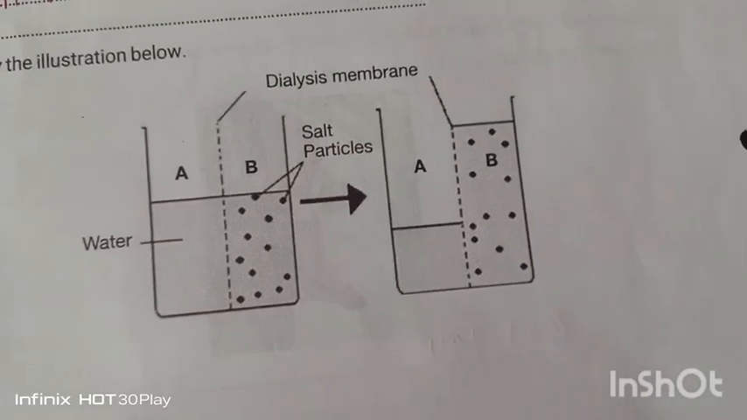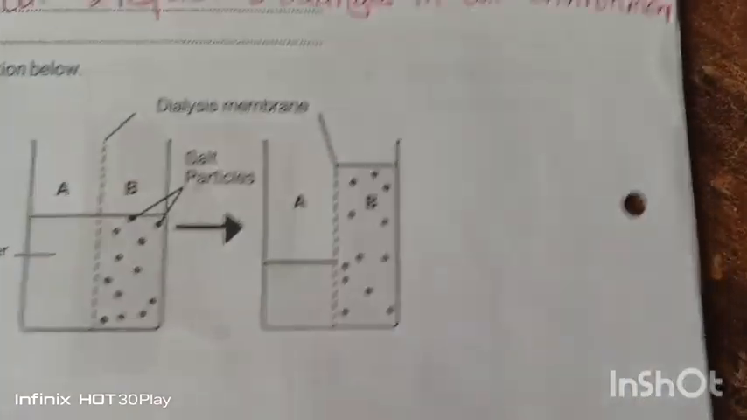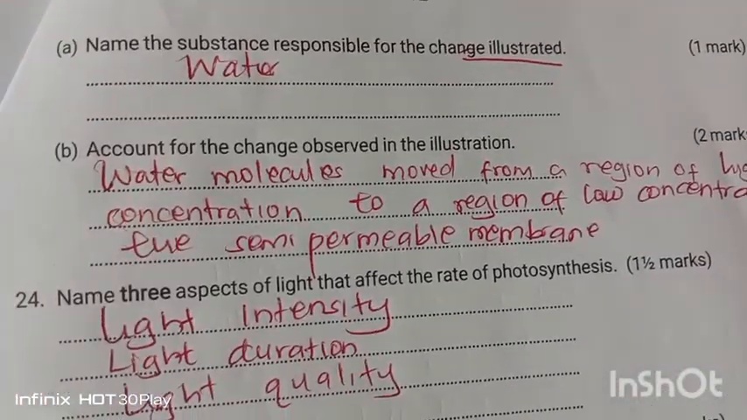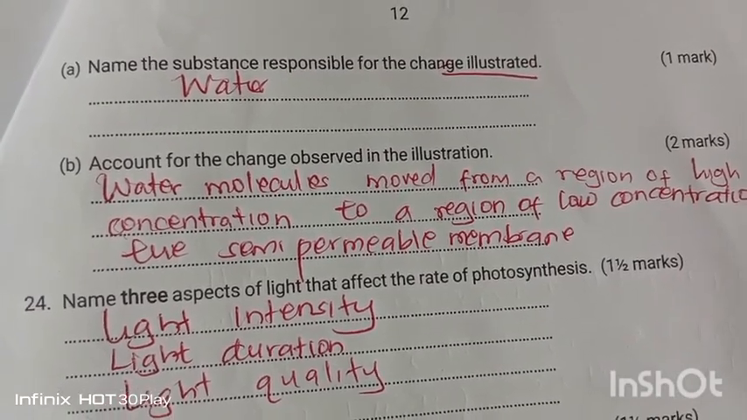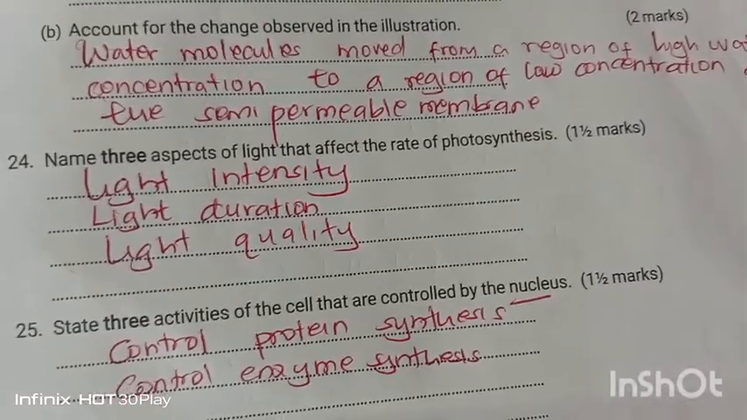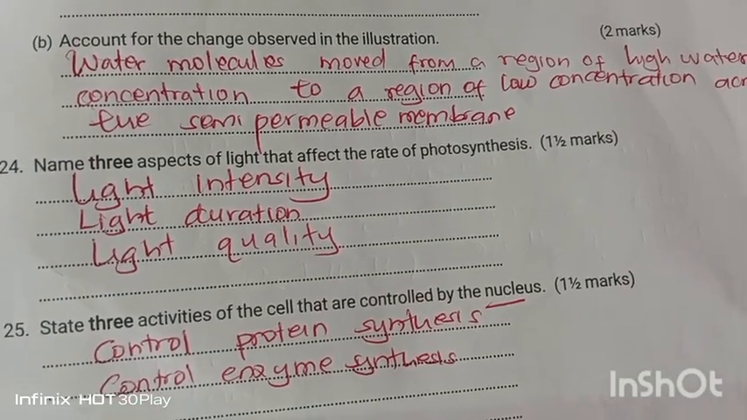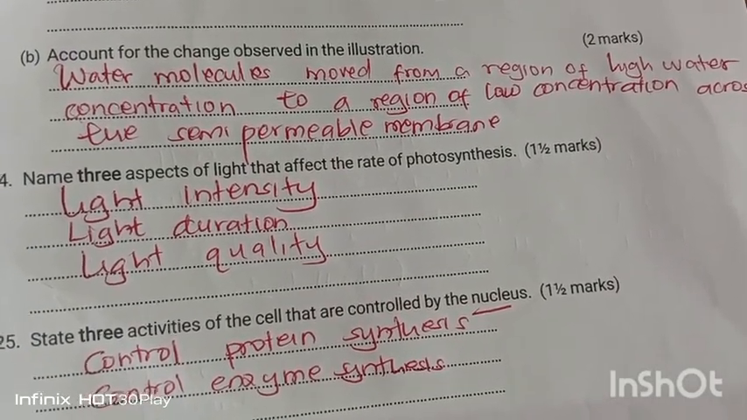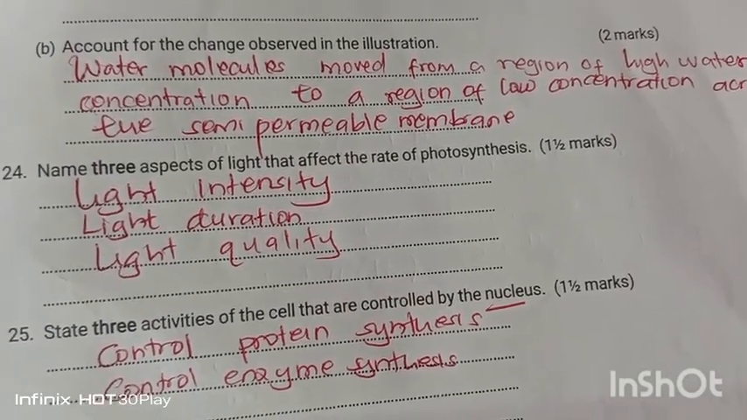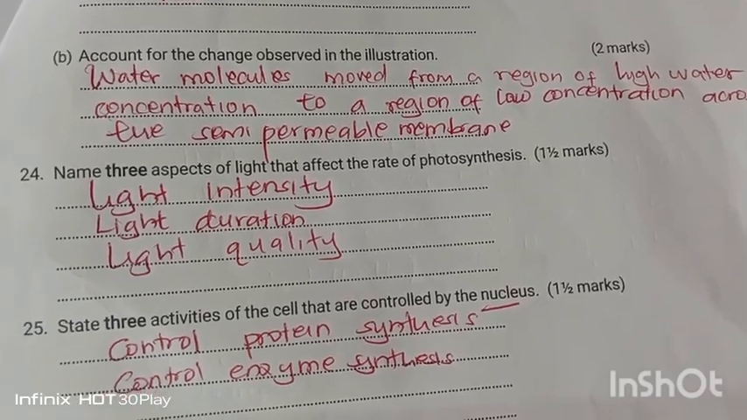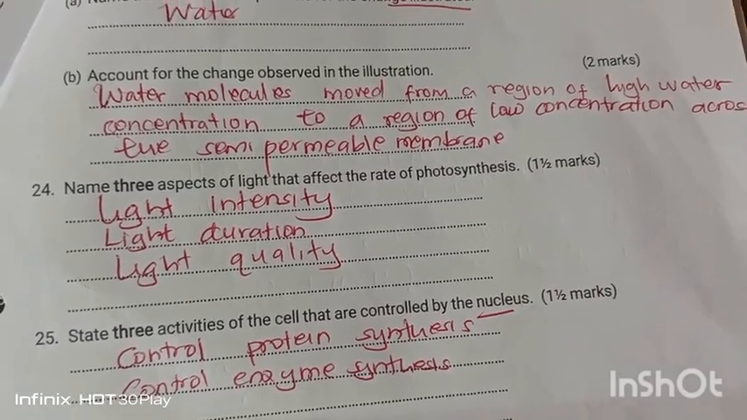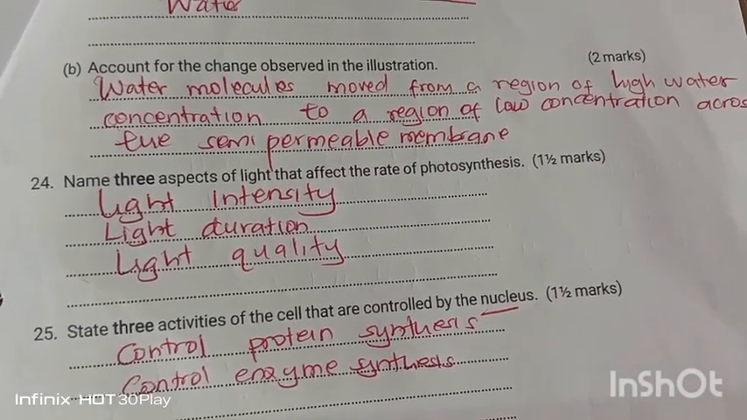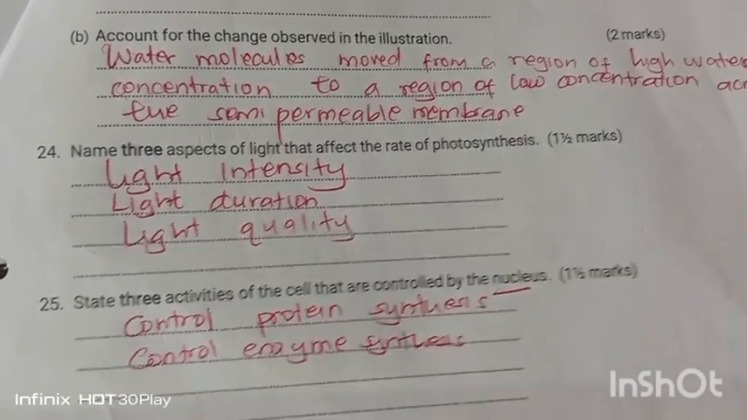Now you are asked, name the substance responsible for the change there. The substance responsible is water, or you can also say the partially permeable membrane, the dialysis tubing. Account for the change observed. Water molecules moved from a region of high water concentration or potential to a region of low water concentration across the semi-permeable membrane, and that is why the water molecules decreased while the other solution increased.